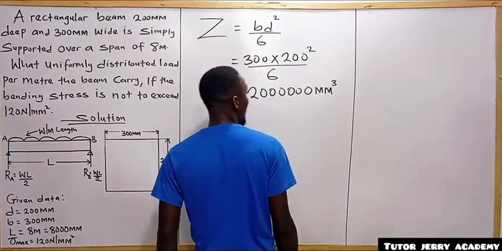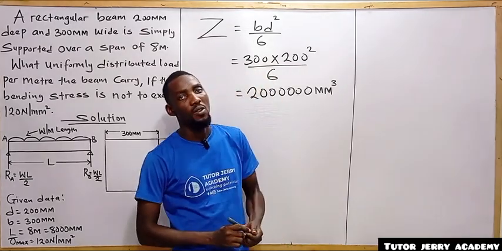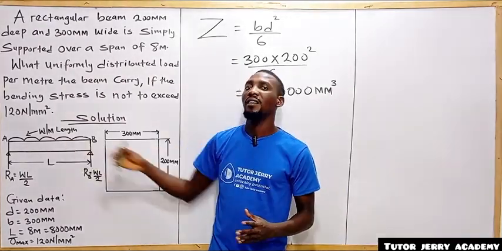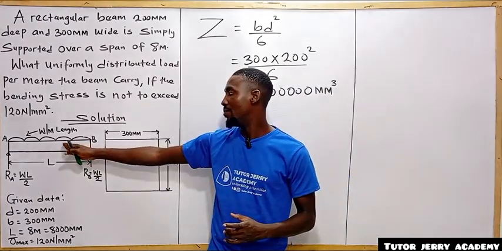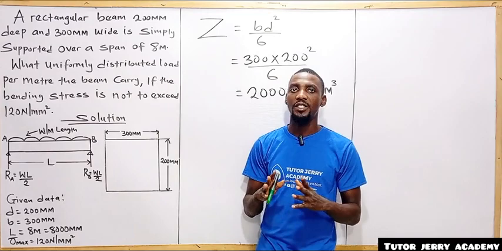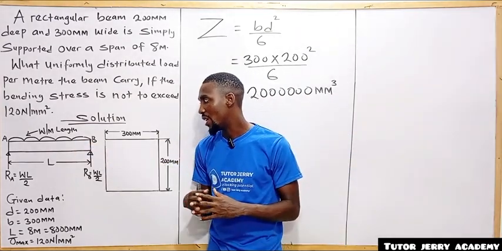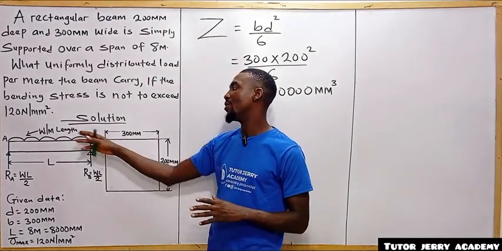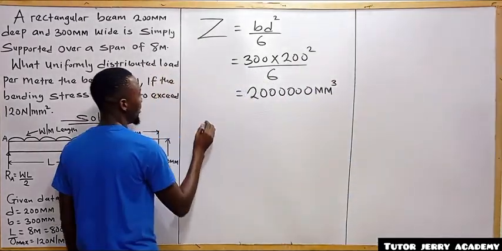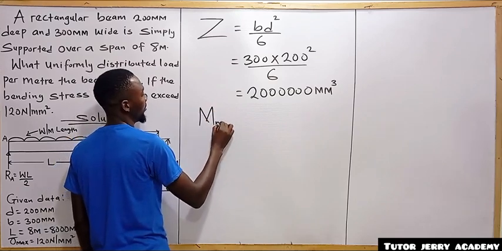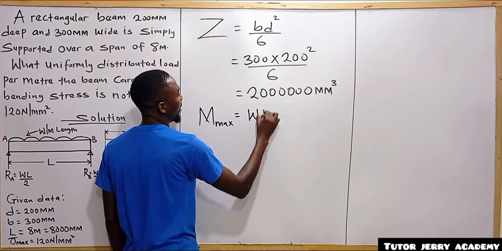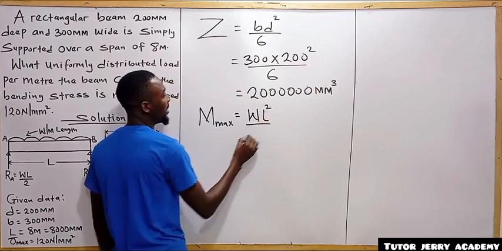The next thing we are going to do is to calculate the maximum bending moment of this beam. If you check our video on the practical application of the flexural equation, I told us that if we have a uniform distributed load throughout the span of the beam, the maximum bending moment is going to be WL square divided by 8.